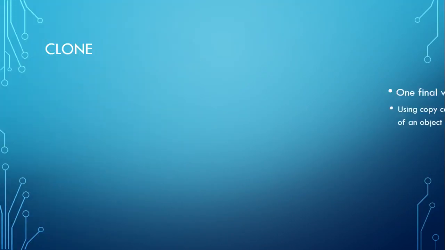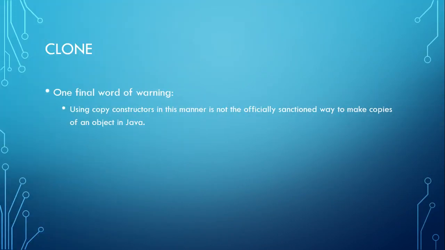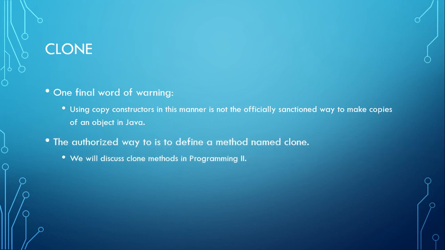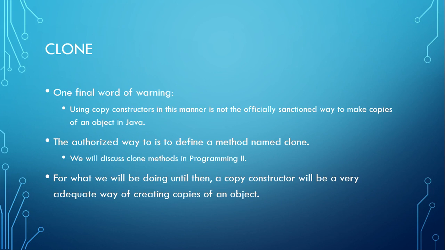All right, and let's spiral right back to clone, because we have one final word of warning for you. Using copy constructors in the manner that we've been talking about is not the officially sanctioned way to make copies of an object in Java. As I mentioned before, the authorized way is to define a method named clone. That would be a concept for Programming II. From what we were doing until then, a copy constructor will be a very adequate way of creating copies of an object.